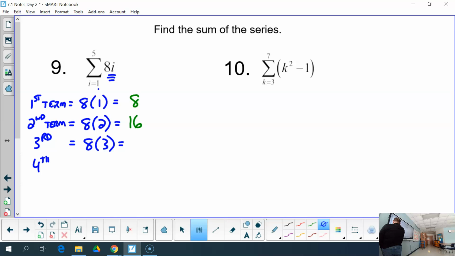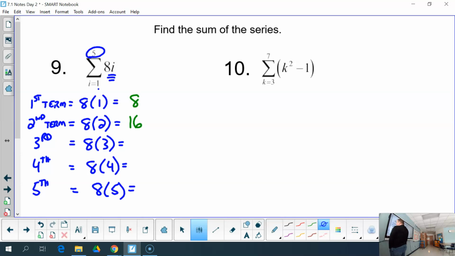Fourth term. Fifth term. And that's where I'm going to stop because it said stop when you plug in 5. So I plugged in 1, 2, 3, 4, 5. I got 8, 16, 24, 32, and 40. So to find the sum of those, I add all of those 5 green numbers together.